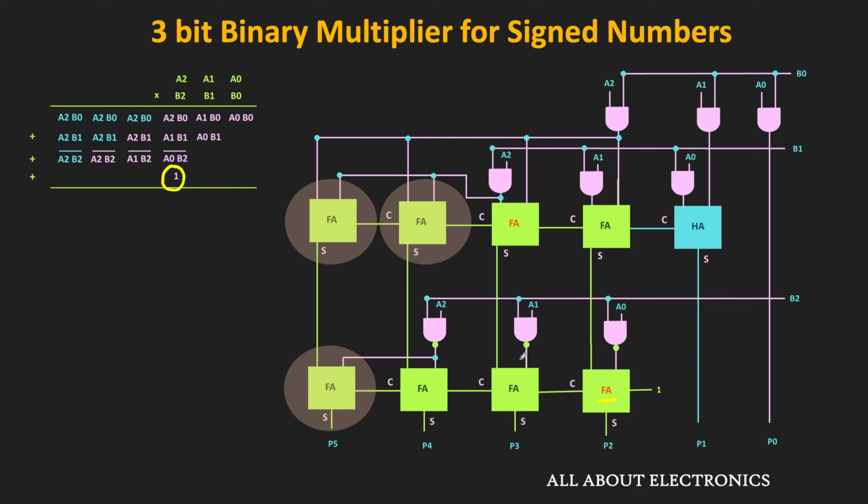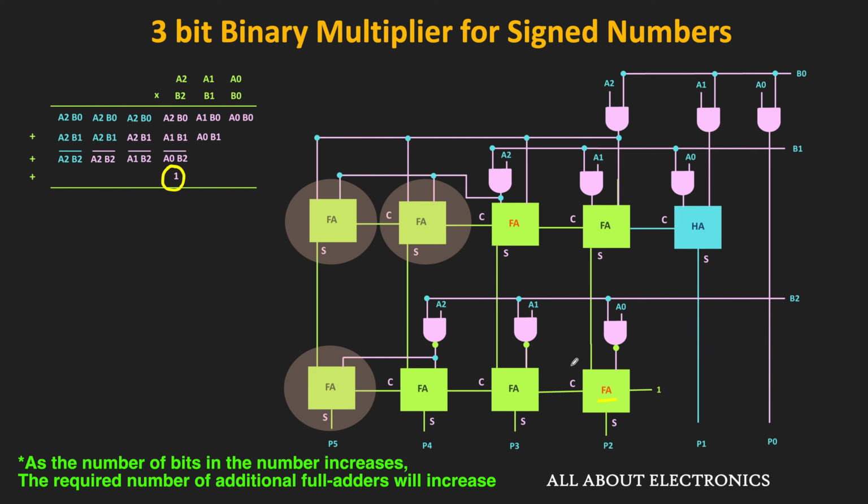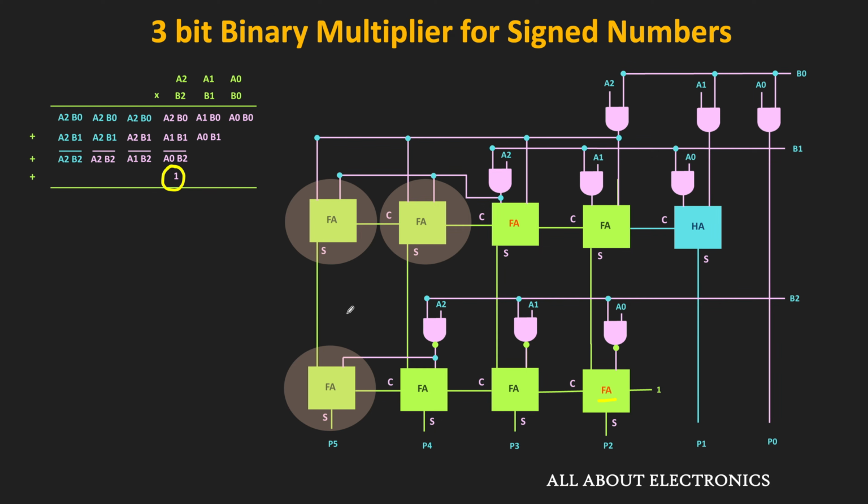So in short, for doing this signed binary multiplication, we need the additional hardware in terms of the adders. And as the number of bits in the number increases, then we require the additional hardware. But with a little modification in the circuit, we can avoid these additional adders which are required because of the sign extension. So let us see that.